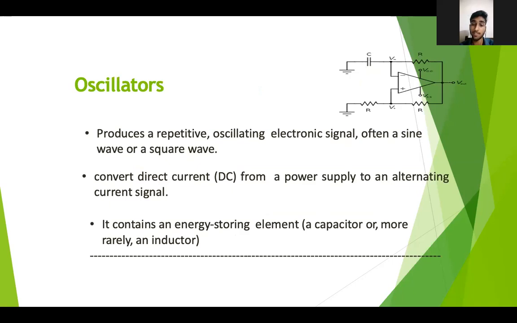Along with that, we provided two feedback paths, one for the inverting side and another for the non-inverting side. Here we convert the direct current, DC, from a power supply to an alternating current signal. It contains an energy storing element, which is a capacitance or maybe an inductor.